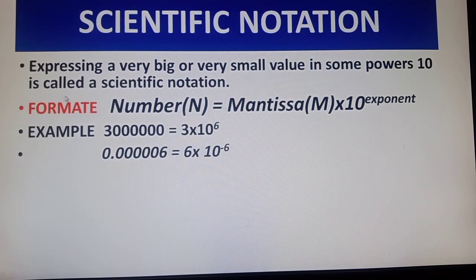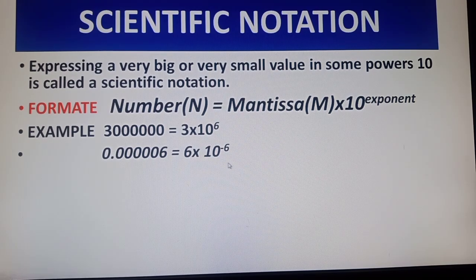For example, here is a number 3000000. In scientific notation it will be written like this: 3 multiplied by 10 raised to the power 6. On the other hand, we have a very small value, that is 0.0000006. The unit may be anything. Now how will it be expressed in scientific notation? We will express it in this form: 6 multiplied by 10 raised to the power minus 7.